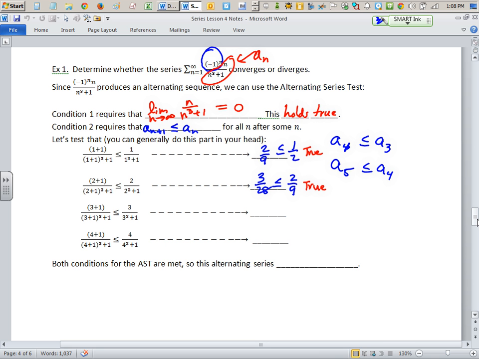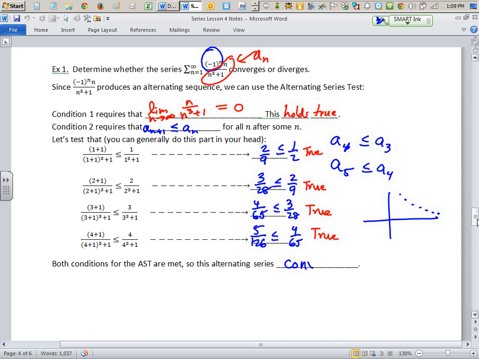The next one I plugged in 4, and I got 4/65 is less than or equal to 3/28, and that's true as well. And the next one is 5/126 is less than or equal to 4/65. That's true. They're all true. In other words, this sequence we've just shown is not only going to 0, but it is also going to 0 monotonically. No spikes. It's always a little bit lower than it was before.